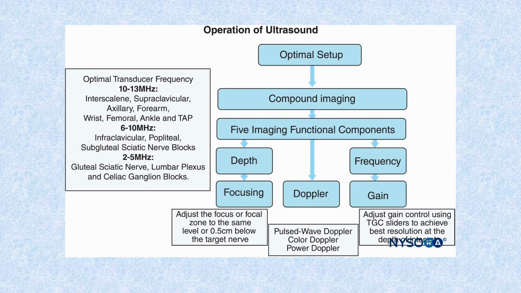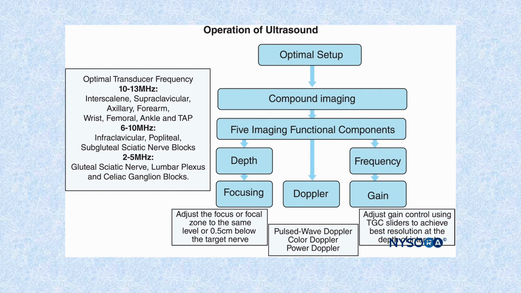Then how do you optimize your ultrasound? First of all, you must select your probe, the optimal probe selection. If you want to do superficial structures, then you select a higher frequency. If you want to go for deeper nerves like the sciatic nerve, or you want to scan the spine, then you have to lower your frequency.